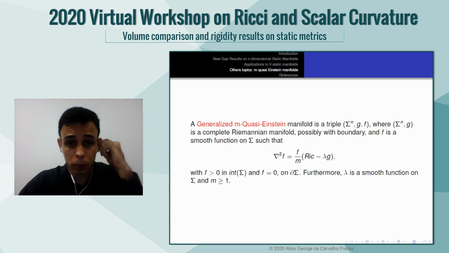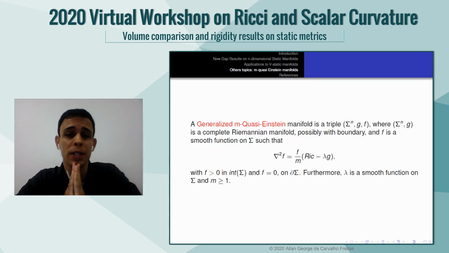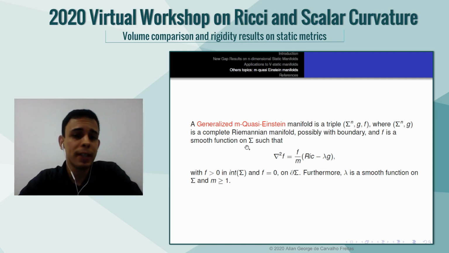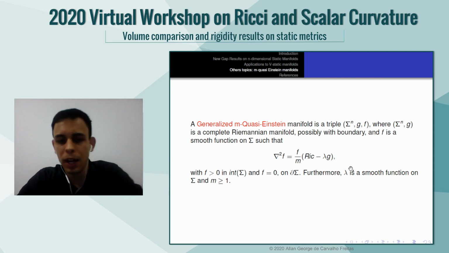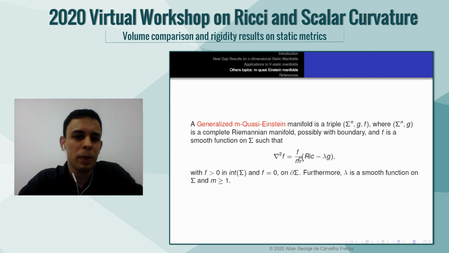Inspired by this, we can define a generalized m-quasi-Einstein manifold as a triple, where this is a complete Riemannian manifold and f is a smooth function satisfying this equation, that again is similar to the static equation. Remembering that in the static equation we have m equal to 1, okay? And in the case when you have boundary, we consider that this function vanishes precisely on the boundary, okay?